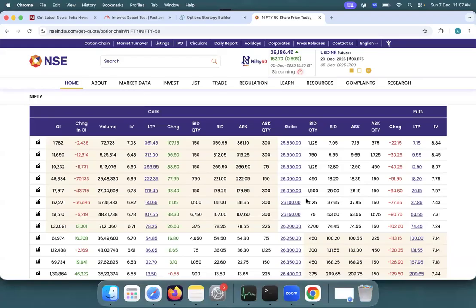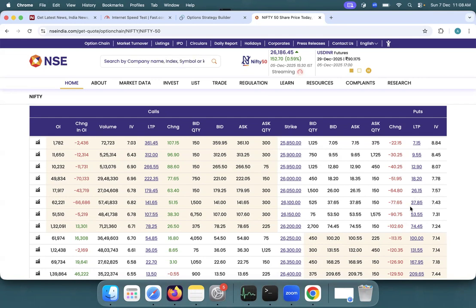Now consider this. As I said, if your view is that the market is going to go down, you buy a put, and let's say the market closes at 26,050, for example. Then this 37 rupees will become 50 at expiry. So you pay 37 rupees, but you gained 50. So you made a profit of 13 rupees.